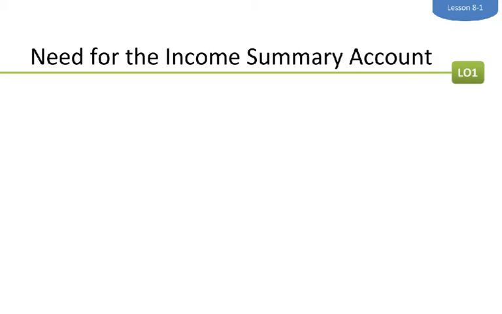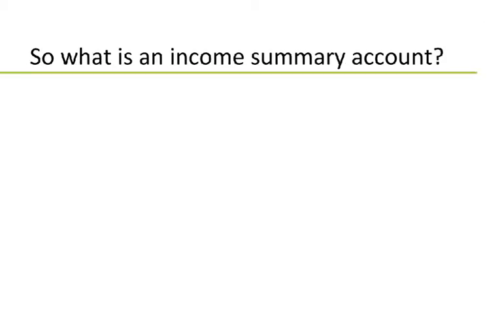So whenever a temporary account is closed, the closing entry must have debits equal credits. Always. If an account is debited for $3,000 to close the account, some other account must be credited for the same amount. So you create an account titled Income Summary, and this income summary is used to summarize the closing entries for the revenue and expense accounts.